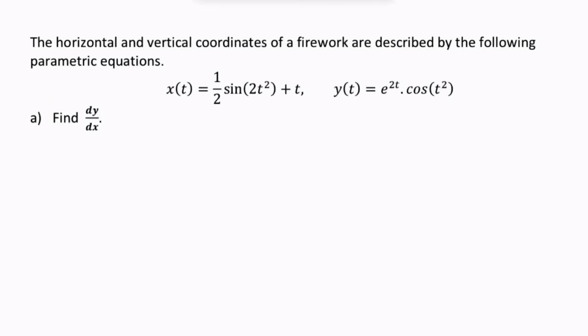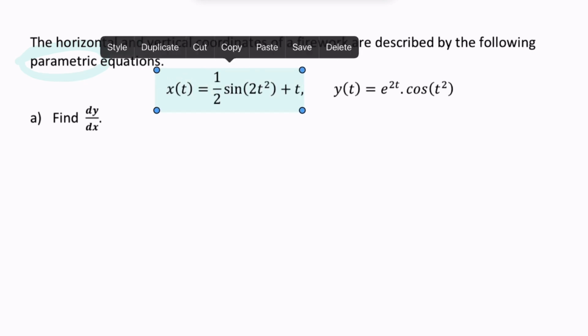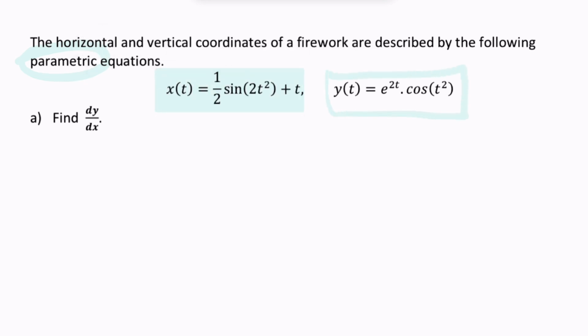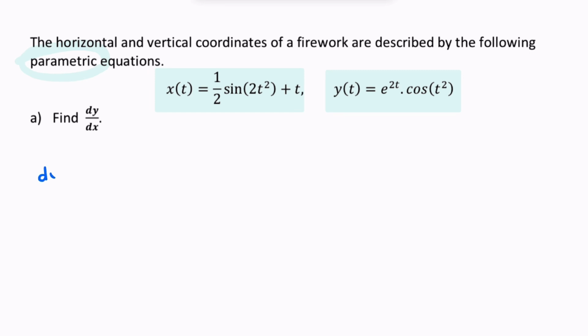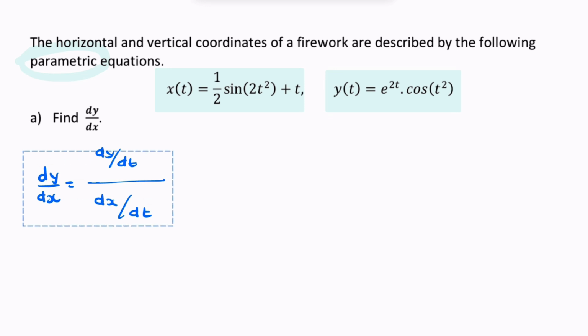So here we're given parametric equations where we're given x in terms of t and y in terms of t, and we're asked to find the gradient dy by dx. Whenever we have parametric equations, dy by dx will be the ratio of dy by dt divided by dx by dt. So what we now need to find is dy by dt and dx by dt. We can do that separately.